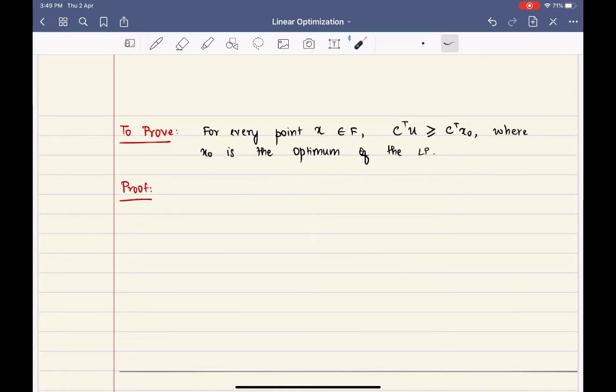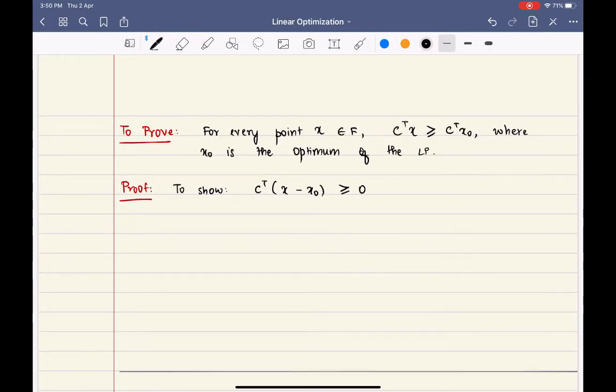So this is what we want to show. For every point x in F, we first want to show that C transpose X is bigger than or equal to C transpose X naught, where X naught is the optimum of the LP. Okay, let's try to show this. So to show, C transpose of X minus X naught is bigger than or equal to 0.